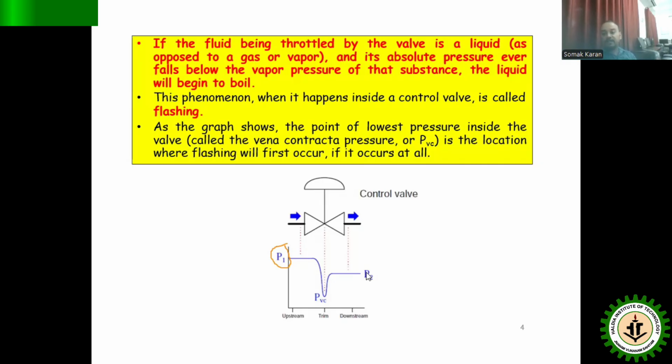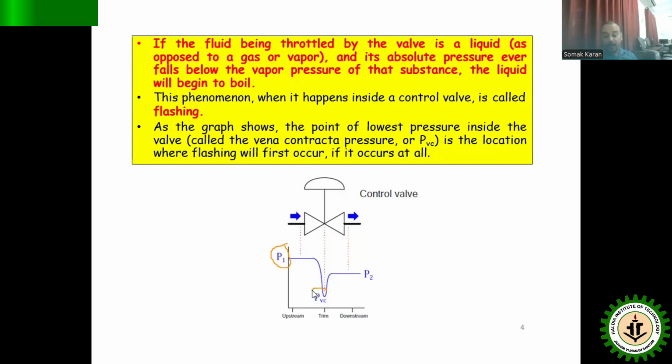So the statement of flashing: if the fluid being throttled by the valve is a liquid and its absolute pressure falls below the vapor pressure of the substance, the liquid will start boiling. It is very obvious that whenever the absolute pressure falls below the vapor pressure of the particular liquid flowing through the pipeline, the liquid will start boiling. And this phenomenon, when it happens in a control valve, is called flashing.